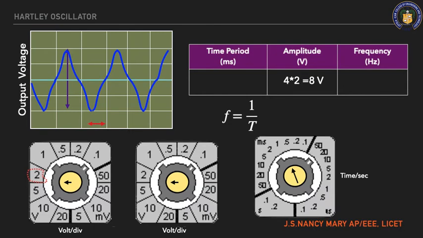Now I am going to measure the time period. It is 2 into 0.5 milliseconds, which gives you 1 millisecond, which is equal to 1000 hertz. So it is more or less equal to the theoretical frequency. Okay, so this is our Hartley oscillator.